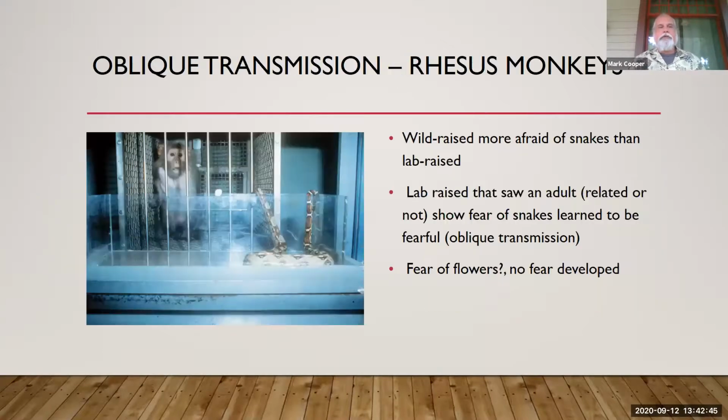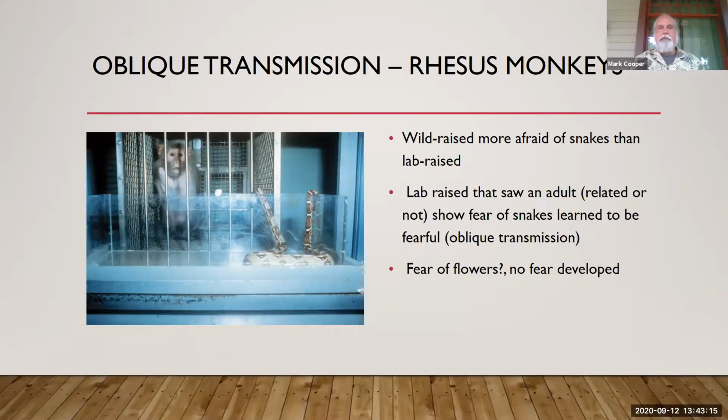And then the last one is the oblique transmission, and wild raised, more afraid than lab raised on snakes. So what they did is lab raised, you know, they didn't know what a snake was. And they would show the rhesus monkey a snake, and they weren't scared of them. There was no reason to be.